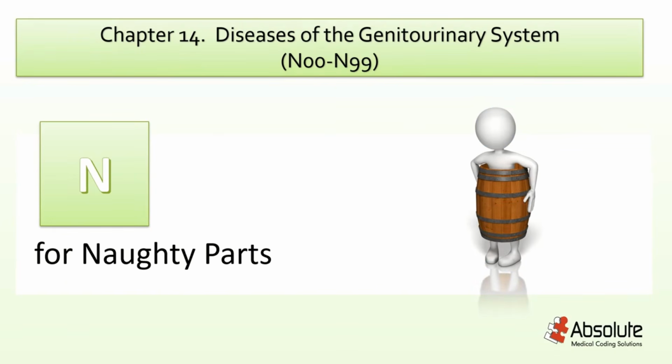Chapter 14, category letter N. This houses all of the diseases of the urinary system, the genital urinary system. So any disease of the genital urinary system can be found within code series N00 through N99. So you might say, what does N have to do with the genital urinary system? Well, when you think of N, think of naughty parts. Yes, so N houses all of the codes for naughty parts. I'm not going to go through that right now. You just have to look it up. All right, next chapter.